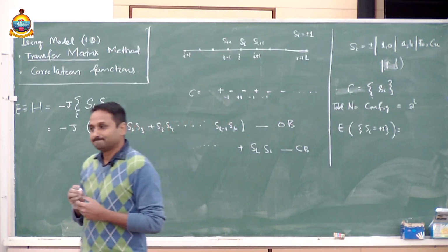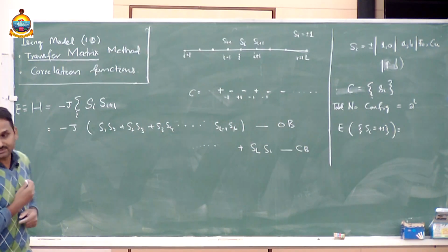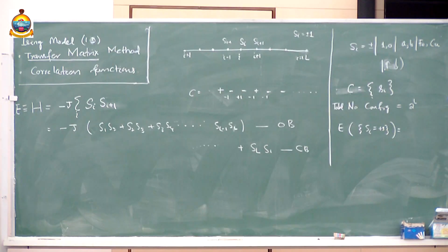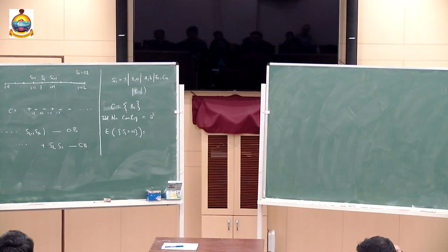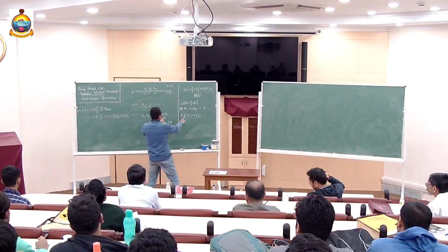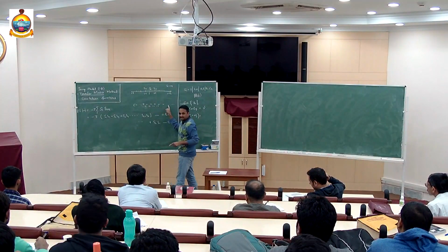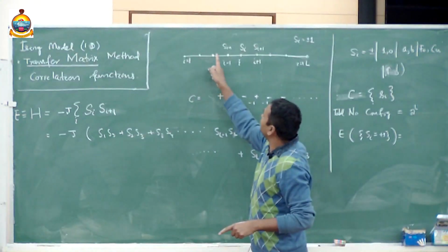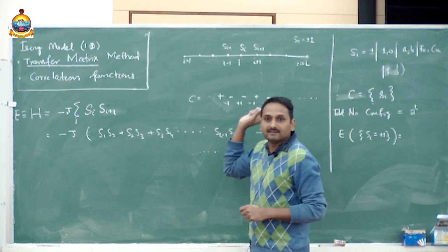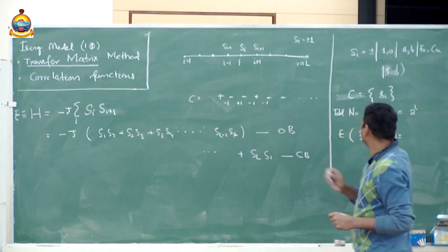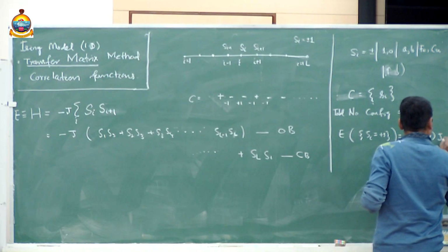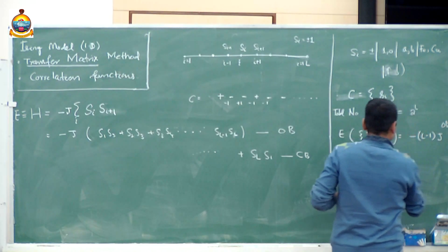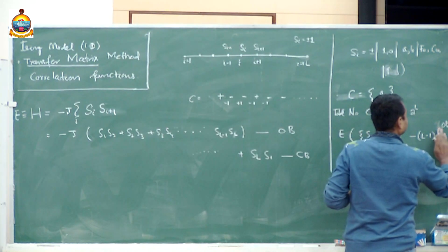So what is the energy in the open boundary situation? Basically all of them are +1, so all of them are plus. How many bonds are there? L minus 1, times J. So this is equal to minus (L minus 1)J. So this is in open boundary.